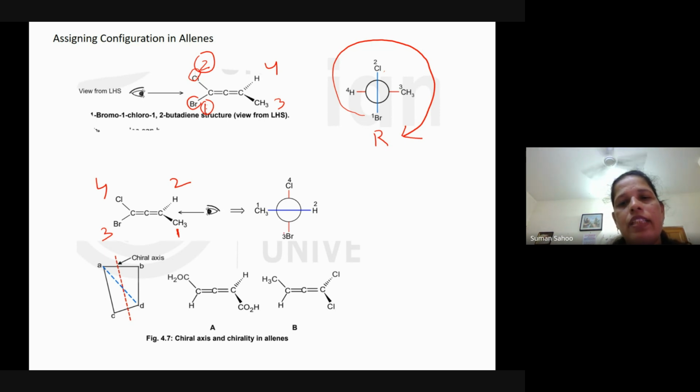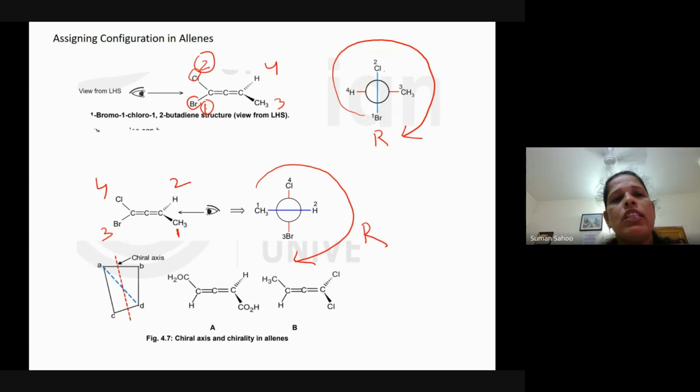And now you again trace the path, it is again going to give you R. So from which direction you are seeing, you are getting the same configuration. So here you have a chiral axis. This is not because of any 4 different substituents. Here you are getting a chiral isomer because of a chiral axis.